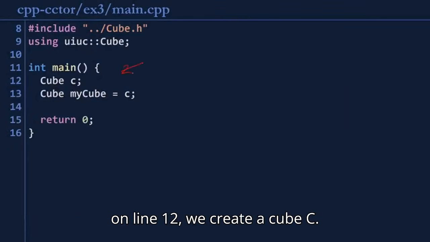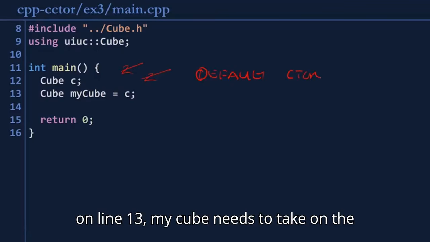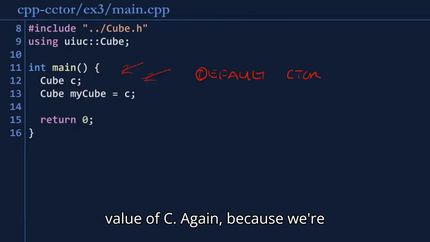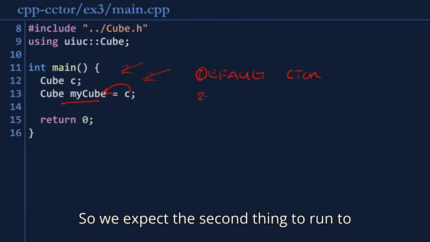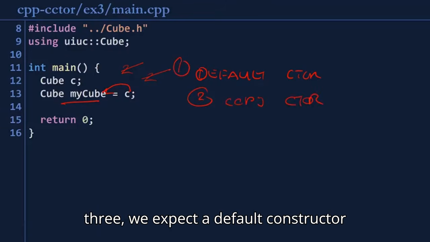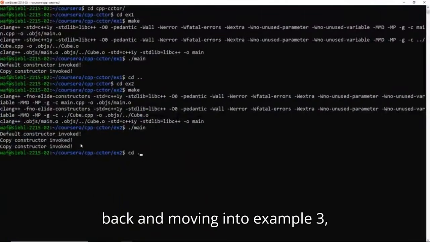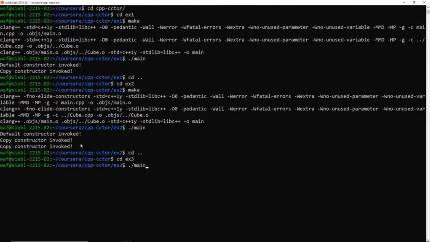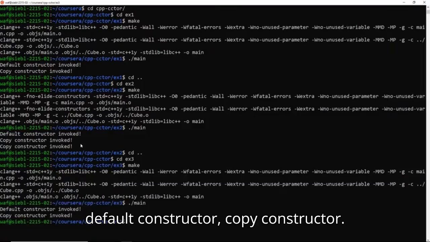And on line 12, we create a cube C. This calls our default constructor. And then on line 13, myCube needs to take on the value of C. Again, because we're initializing this variable, and this variable is taking on the value of C, the value in C is copied into myCube. So we expect the second thing to run to be a copy constructor. So in example 3, we expect a default constructor and then a copy constructor to be called. Let's see what happens. Moving back and moving into example 3, running make, then running main: default constructor, copy constructor.